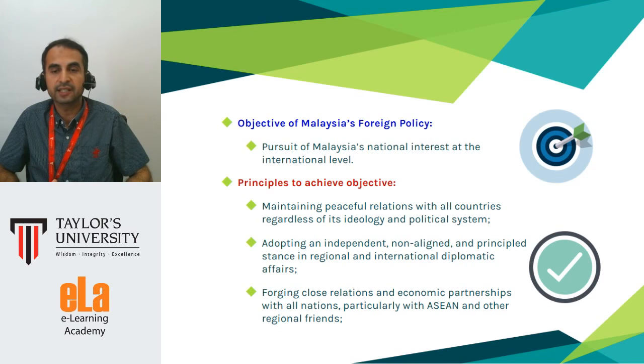The second principle is adopting an independent, non-aligned stance in regional and international diplomatic affairs. In other words, we try to take a very neutral stance whenever there is a dispute, not only at the international level but also at the regional level, and we are not going to interfere in others' affairs as we respect the sovereignty and freedom of other countries. And the last one is forging close relationships and economic partnerships with all nations, particularly with ASEAN and other regional friends. This principle was realized clearly under the leadership of Malaysia's fourth Prime Minister Dr. Mahathir, who made sure that whenever Malaysia had diplomatic relationships, economic factors were taken into consideration.